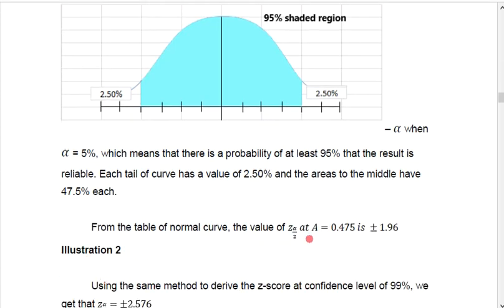So, kung titingnan natin sa z-value, yung z-score niya, that would be positive negative 1.96. Bakit positive negative? Kasi, itong part na to, that is negative, at itong part na to ay positive. Okay? So, negative 1.96 and positive 1.96 yung ating z-score. Kaya positive negative 1.96. Kasi dalawang 1.96 yan. Isang negative at isang positive. Kaya yan ay positive negative 1.96. Okay?